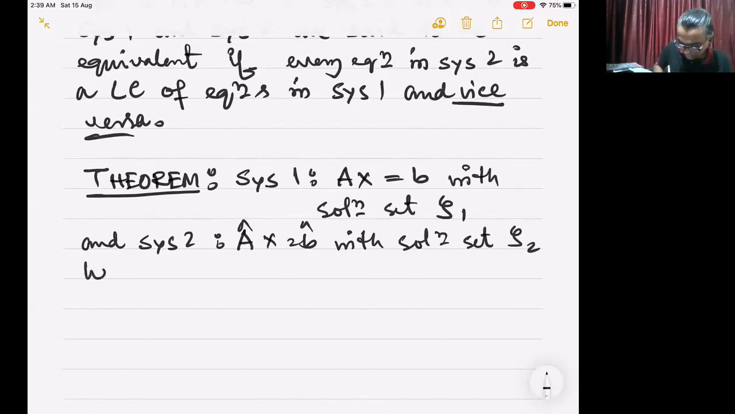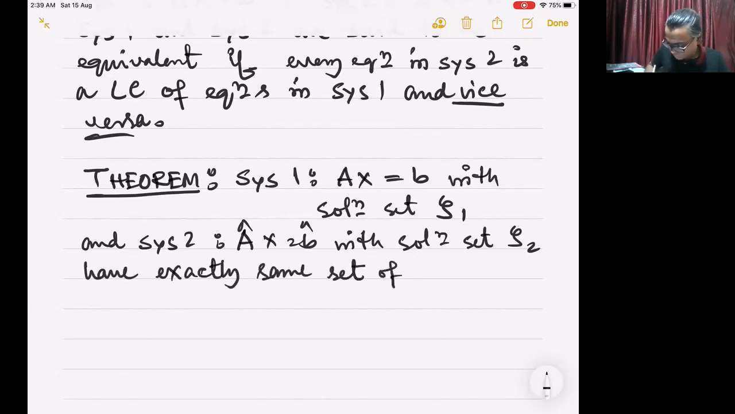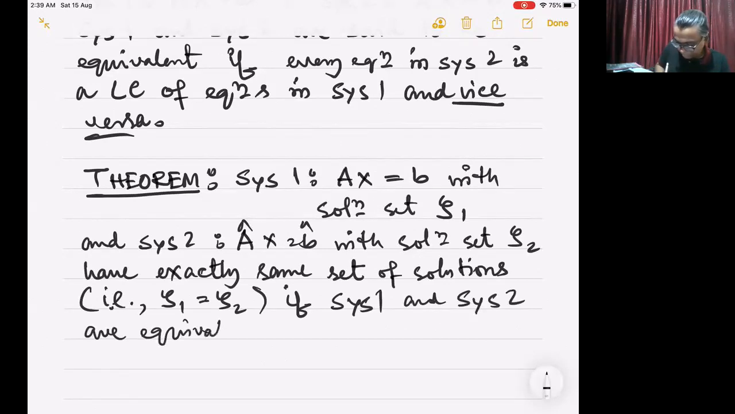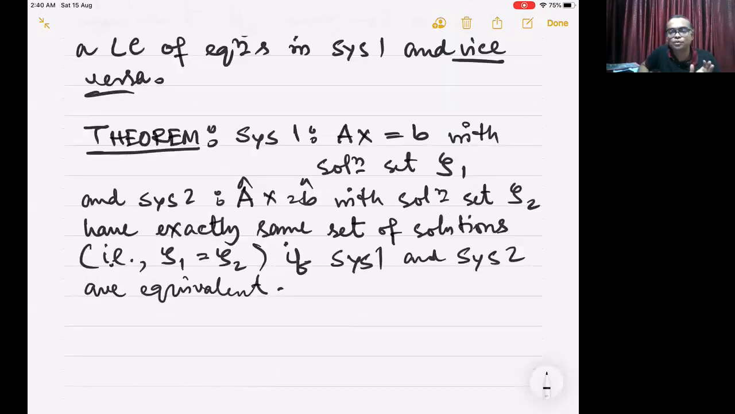have exactly the same set of solutions, that is, S1 is equal to S2 if sys1 and sys2 are equivalent. That means in one sentence, equivalent systems have exactly the same set of solutions, exactly the same solution set.